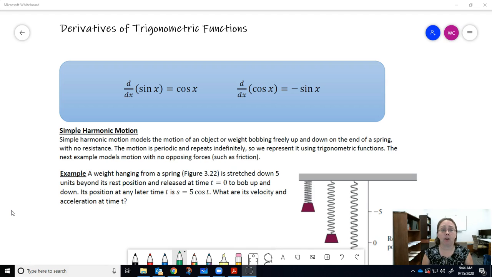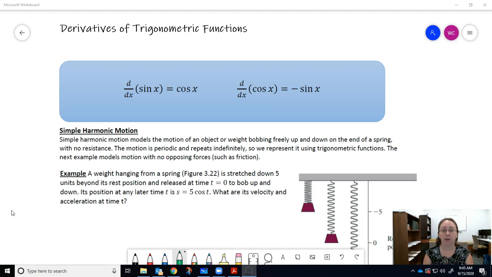So today I want to talk about simple harmonic motion. This is something you might study in a physics class, first year physics class, actually. It's a really cool idea, and it's described here in this paragraph, so I'm going to read it to you. Simple harmonic motion models the motion of an object or weight bobbing freely up and down on the end of a spring. So you can see a picture here where the spring is going up and down with this weight on it. Now this is with no resistance. If you want to do resistance, you take physics class, have fun. We're just going to do the very simple basic case.